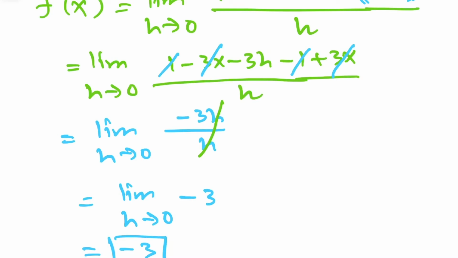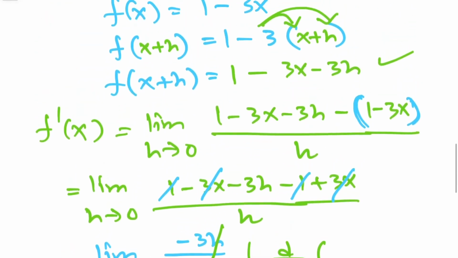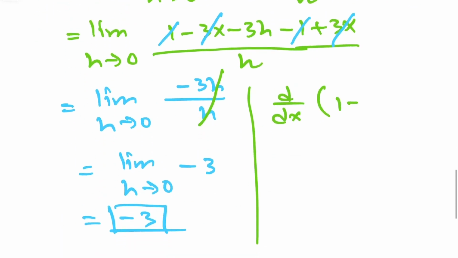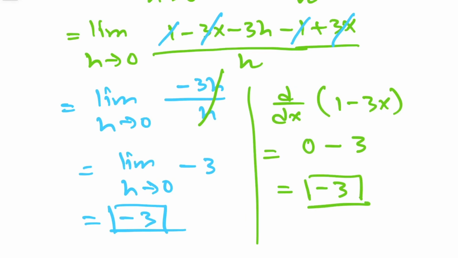You should always double check your answer. So let's double check our answer. If we take the derivative of 1 minus 3x, well, what's the derivative of a constant? It's always going to be 0, minus the derivative of 3x is going to be just 3, which is negative 3. So that means our answer is correct.